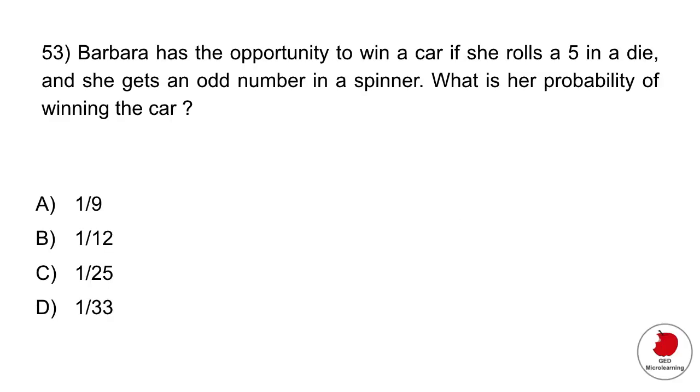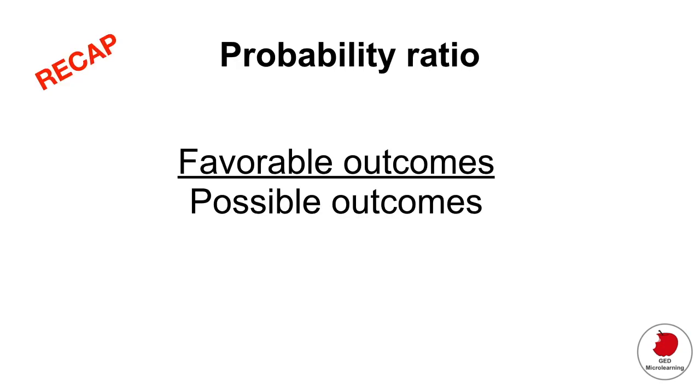All right, so this question is a statistics and probability question. It says Barbara has the opportunity to win a car if she rolls a 5 on a die and she gets an odd number on a spinner. What is her probability of winning the car? Okay, so first of all, let's quickly recap what the probability ratio is.